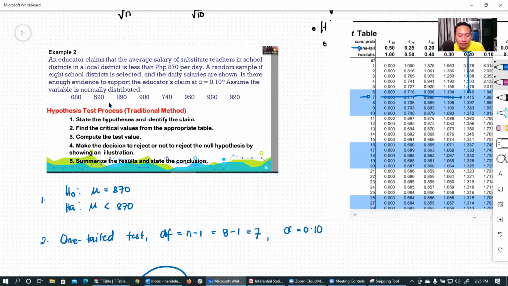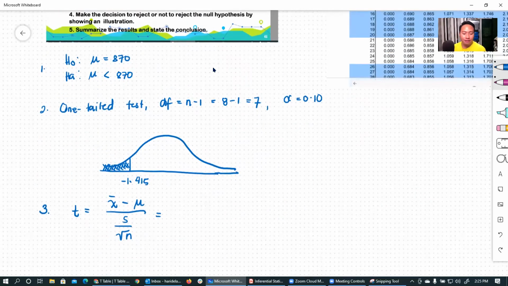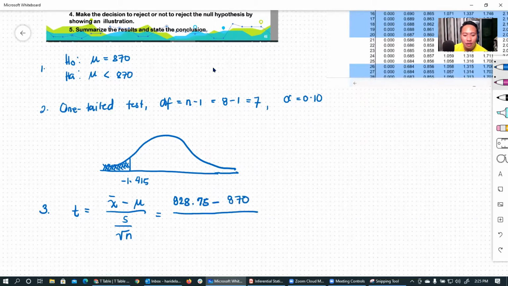680, 590, 890, 900, 740, 950, 960, 920. Sorry, it should be 920. The average that I have is 828.75. So we have 828.75 minus 870 over, we just need to solve again the sample standard deviation.